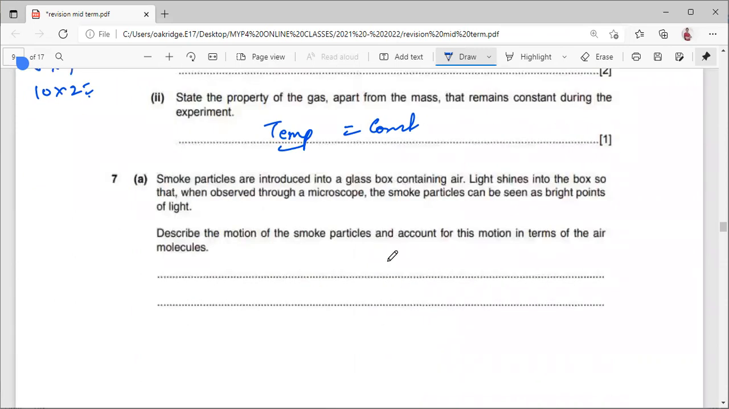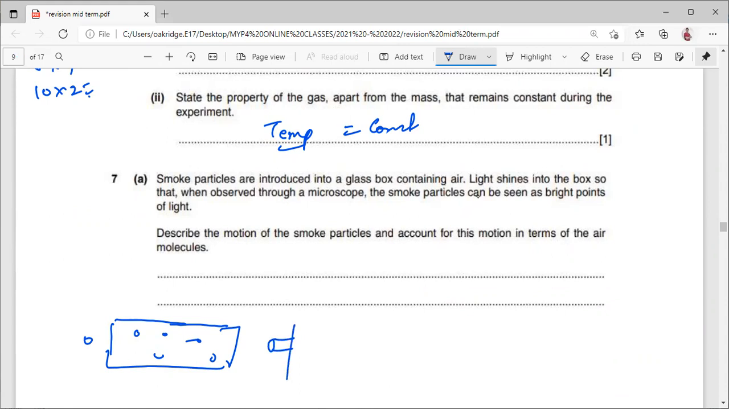Next, smoke particles are introduced in a glass box containing air. This is your glass box, and the smoke particles are here. Light shines into the box so that when observed through a microscope, smoke particles can be seen as bright points of light. So you are shining light from here and observing it through a microscope here. You see that the smoke particles appear as bright points when the light falls onto them.